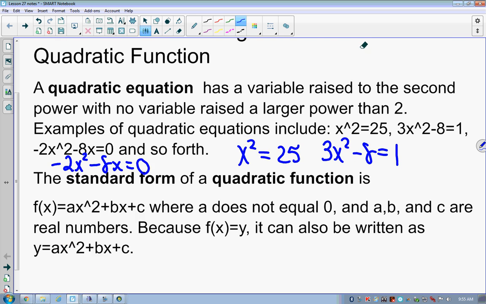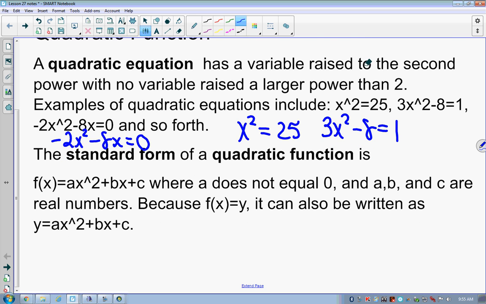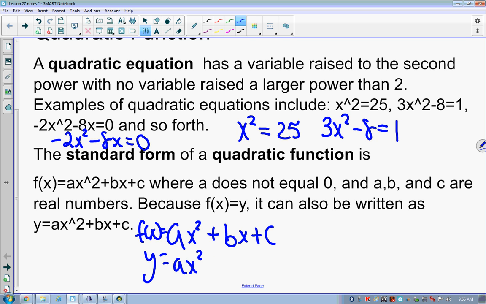The standard form of a quadratic function is where we have ax squared plus bx plus c, where a does not equal 0. a, b, and c are real numbers. And because f of x equals y, it could also be written as y equals ax squared plus bx plus c. Hopefully we understand that those a, b, and c are just coefficients, and c is my constant.